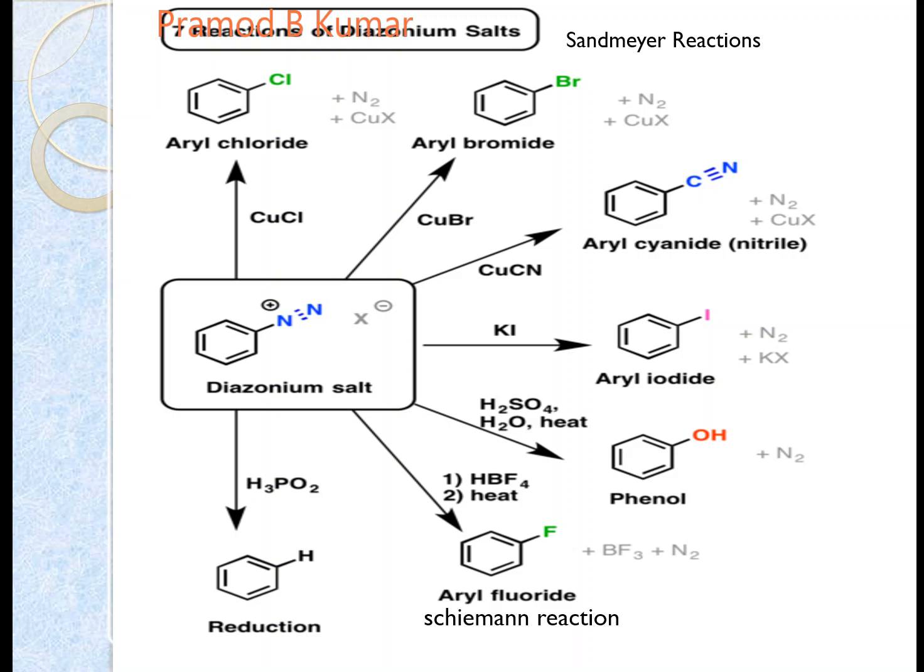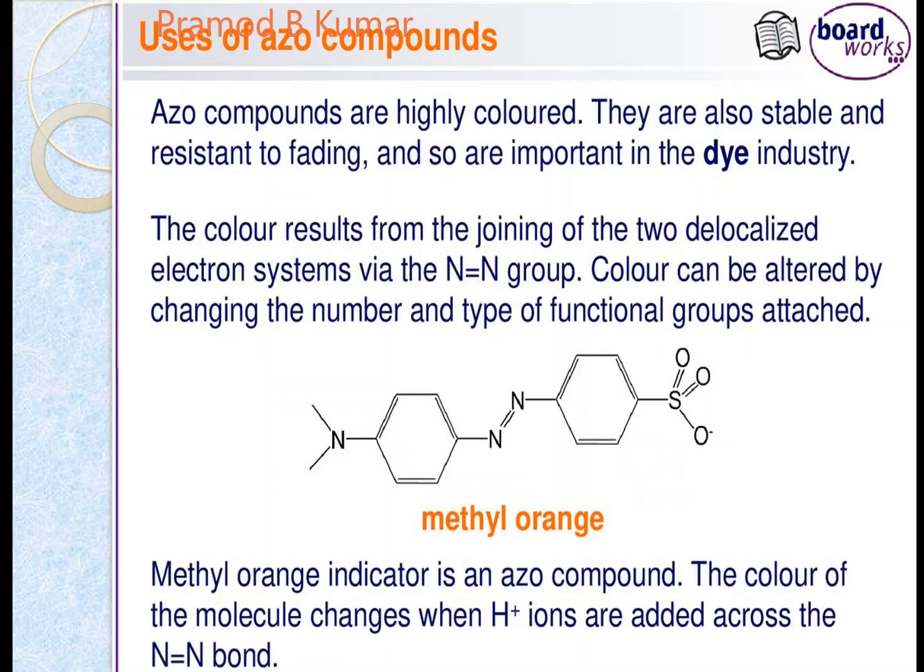And when you treat it with hypophosphorous acid, you can convert a diazonium salt into benzene. So it is an example of reduction. So these are the applications. All these intermediates play a very important role in the synthesis of various compounds. Your diazonium salt, as I said, is used in coupling reactions, which are used in the preparation of various dyes. So uses of azo compounds: they are used in dye industries.